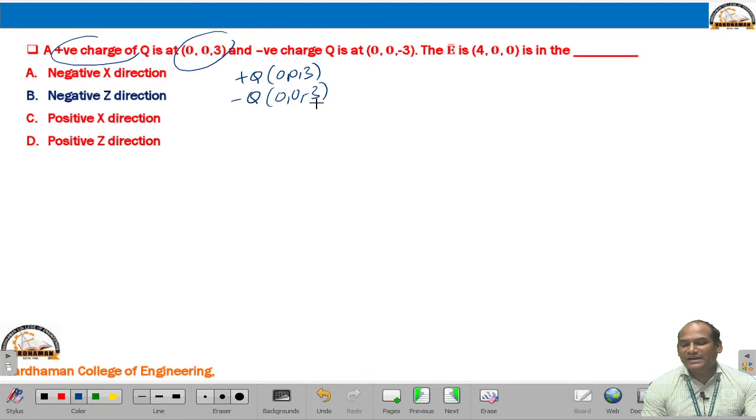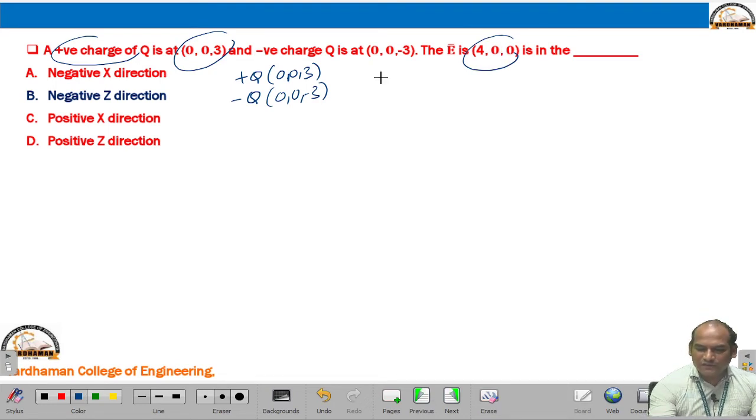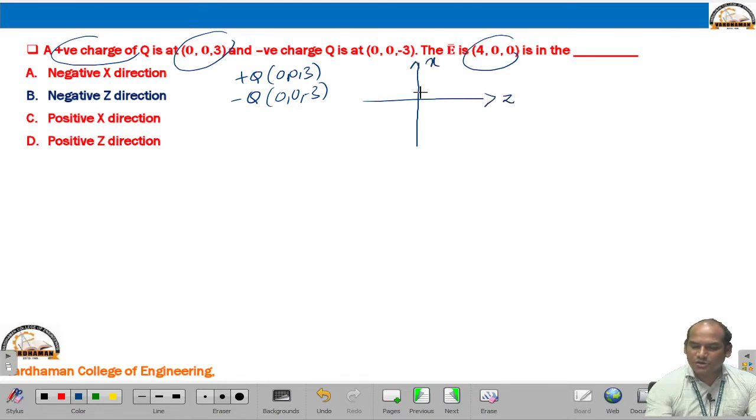The electric field at 4, 0, 0 is required. That means it is on the x axis. So, here we will take the z axis here, this is the positive x axis, and this is the positive z axis. The y axis is coming out of the screen like this.